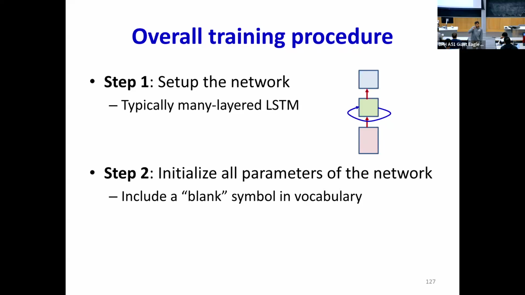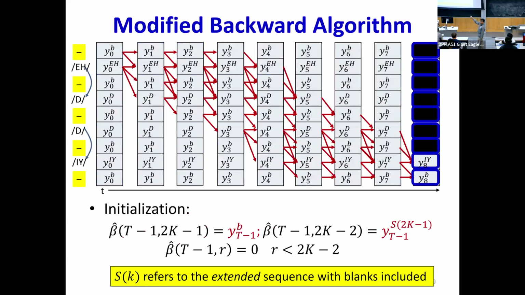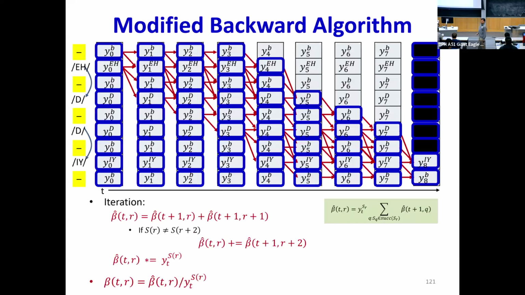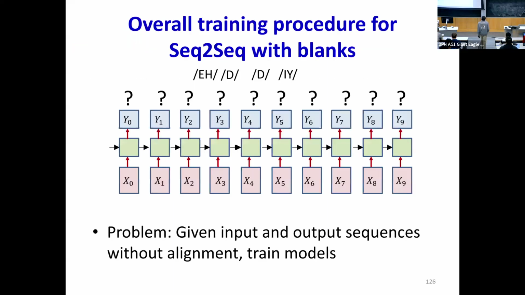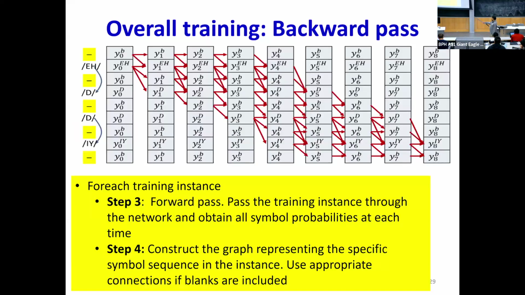Now observe that although the blank was never explicitly mentioned in your training data, it got implicitly included by the manner in which you compose the graph. So you end up learning probabilities for the blank as well. And then once you do this, for each training instance, you perform the forward pass, you compute probabilities for all symbols in your vocabulary, including the blank. Then you compose the graph.